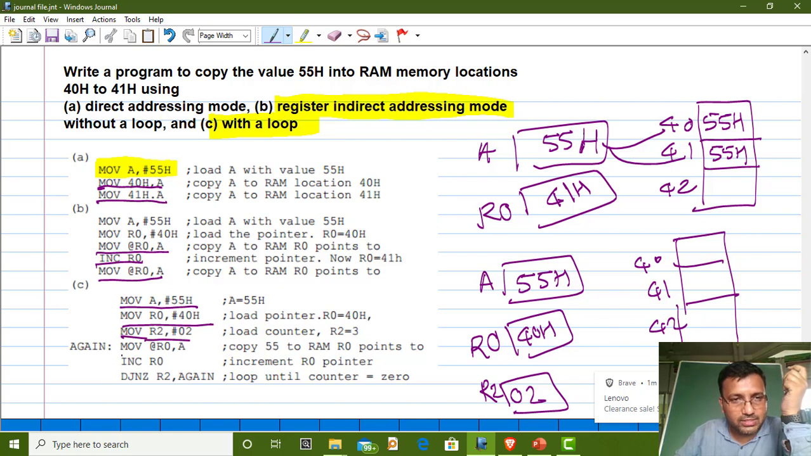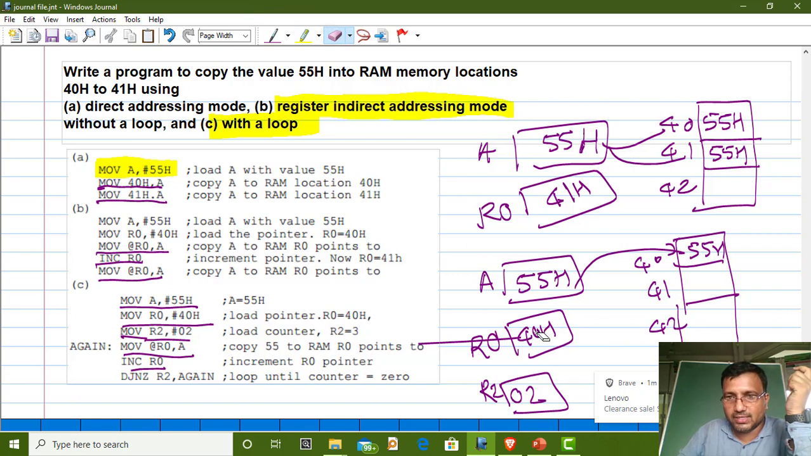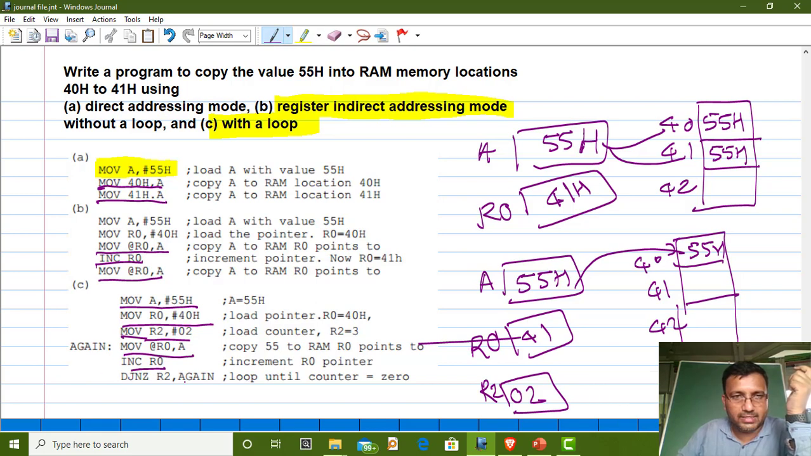Now first thing, MOV @R0, A. So the accumulator contents will be moved to 40H. This loads 55H into it. Again, when you call INC R0, R0 contents are 41. Earlier it was 40, now it becomes 41. Then DJNZ R2, again: it decrements R2, so it becomes 1, and it will go to again.